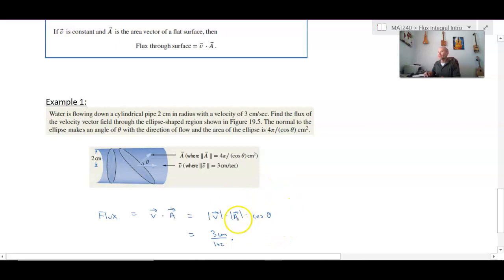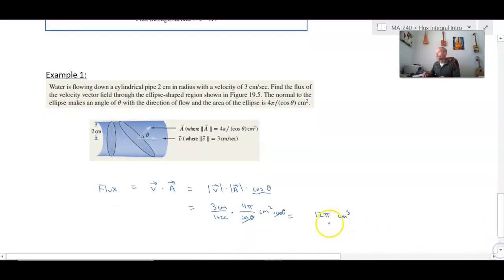Multiplied by A, the area of this ellipse, which is given to me as 4 pi over cosine of theta square centimeters. That's the area. And when I multiply those together, times cosine of theta, that's this cosine of theta right there. The cosine thetas cancel out, and I'm left with 12 pi, and that's centimeters times centimeters squared, centimeters cubed, over 1 second.